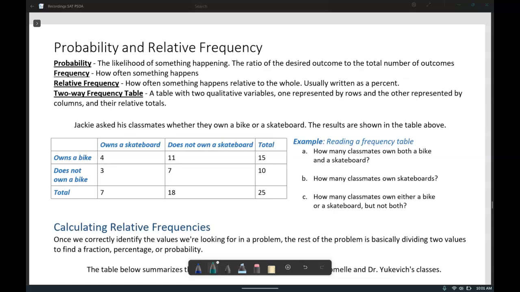So here below, we have a relative frequency table with the qualitative variables that they own a bike or do not own a bike, compared to whether or not they own a skateboard. And so the qualities of those are the variable bike with a response of yes or no, and a variable skateboard with a response of yes or no. And so with those variables, we have relative totals.